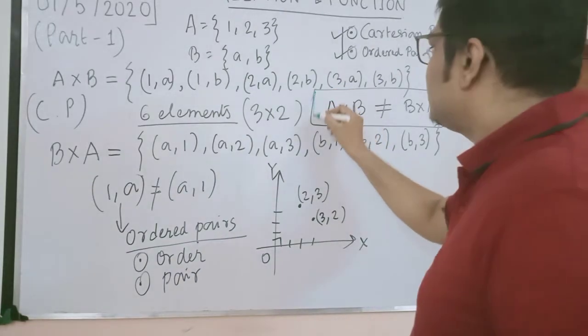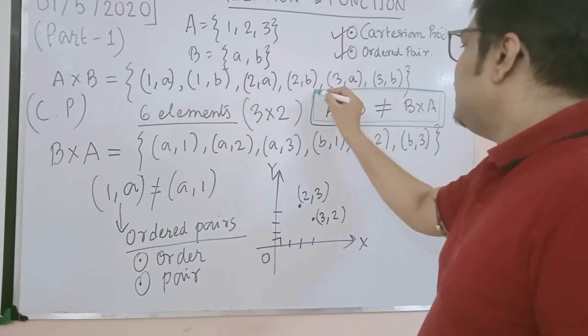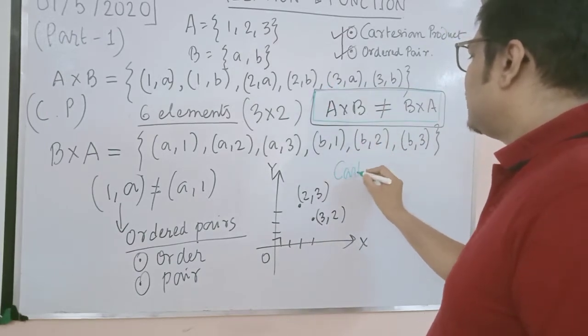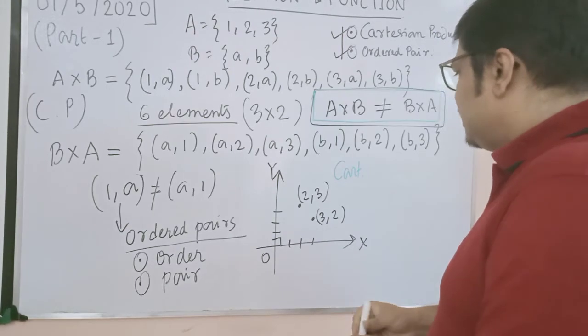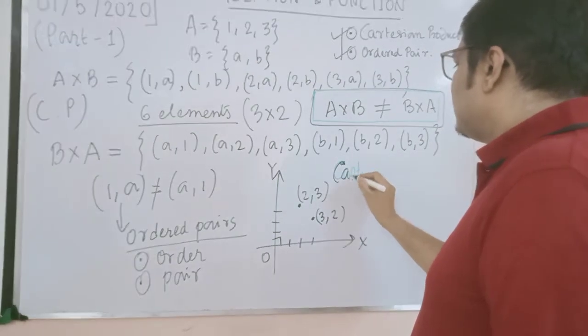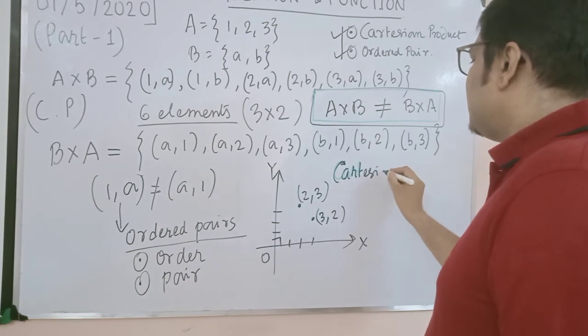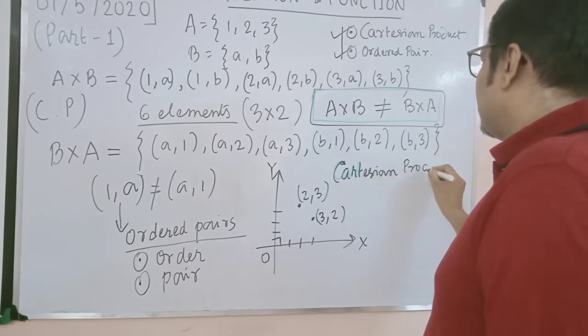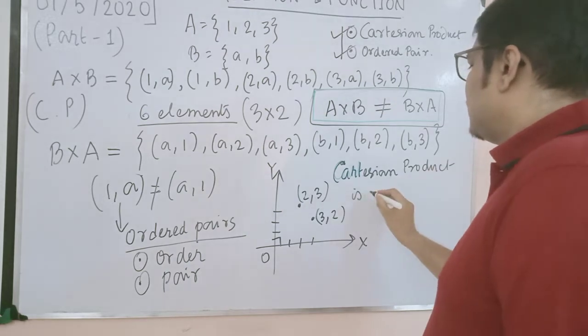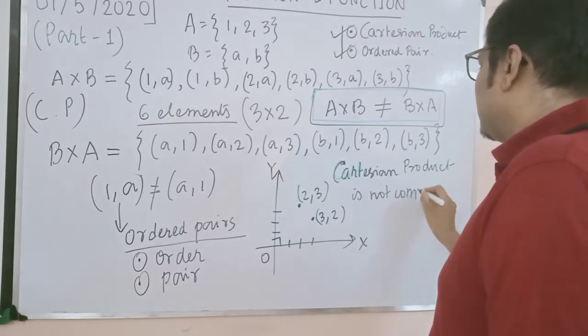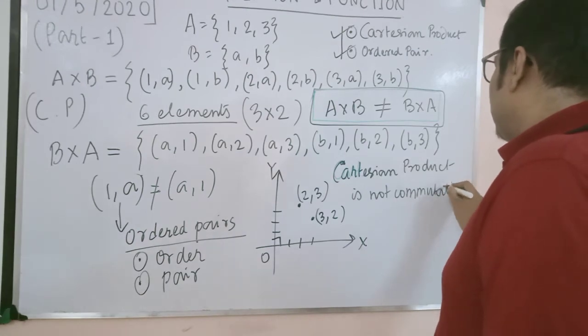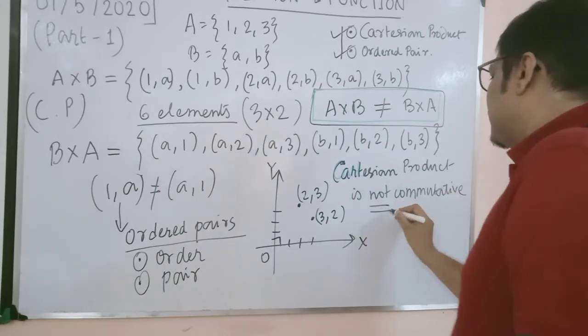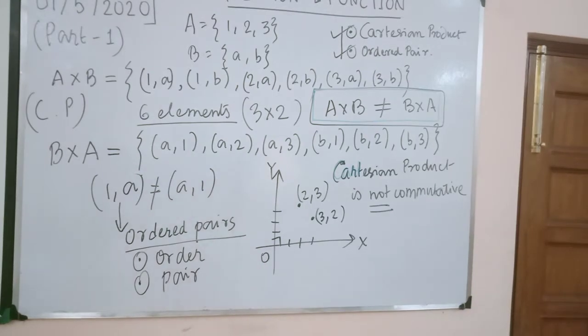This is very important. So you write in your copy that the Cartesian product is not commutative. That means when you take out the product of A cross B and B cross A, they are actually different. So let us see more examples as of now.